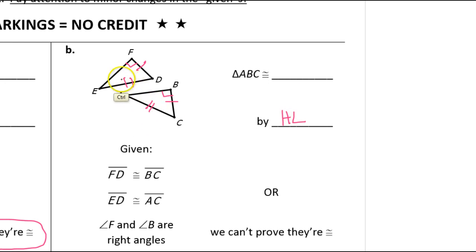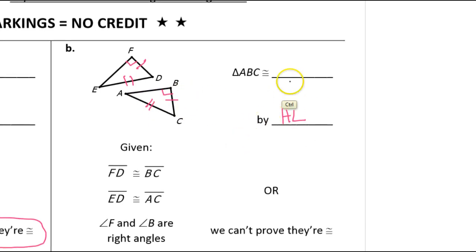See the double tick marks? These are the hypotenuses of the triangles, so that gives us the H. FD and BC, those are legs. So we have hypotenuse leg, and that will prove it. Now, we need to make the congruence statement. Angle A corresponds with angle E, angle B corresponds with angle F, and angle C corresponds with angle D.